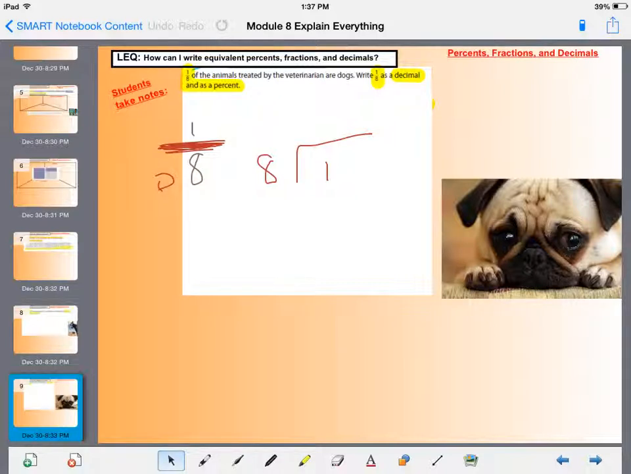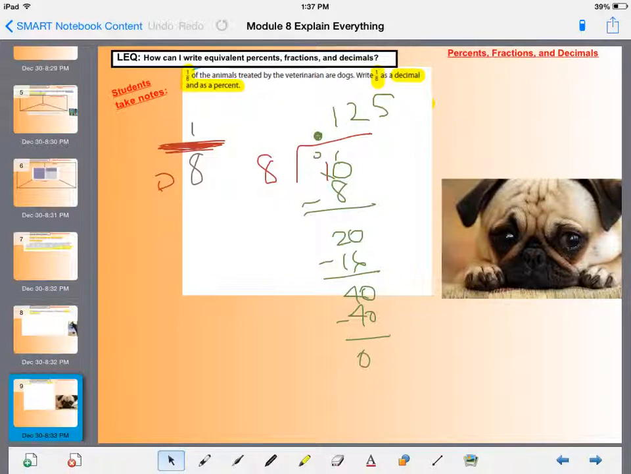So now we see that 8 cannot go into 1 any whole number of times, so we know we're going to talk about decimals. So we start adding our decimal point and adding zeros. 8 goes into 10 1 whole time. You take 8 from 10, and that gives me 2. Keep adding zeros until we reach a terminating decimal. So 8 goes into 20 2 times. Take 16 from 20, and that gets me 4. Keep adding zeros. And 8 goes into 40 5 times exactly, evenly. So we have 125 thousandths as the decimal for 1/8.